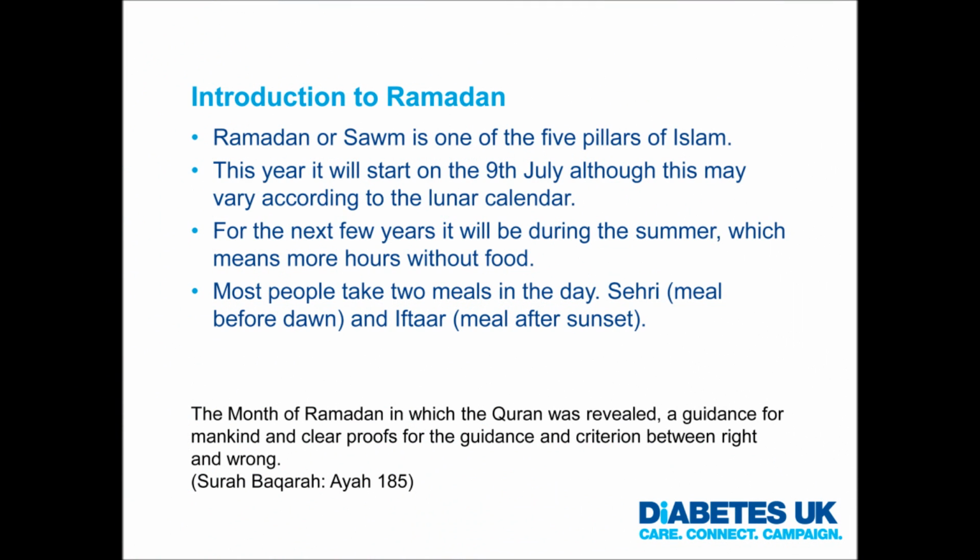Introduction to Ramadan. Ramadan or Saum is one of the 5 pillars of Islam. Fasting during the month of Ramadan means abstaining from food, drink, and several other things for 30 days. Most people take 2 meals, one meal before dawn known as Sehri and Iftar, the meal after sunset. The month of Ramadan follows the lunar calendar, so fasting is brought forward by 10 days each year. This year it will begin on the 9th of July, followed by celebrations known as Eid al-Fitr.